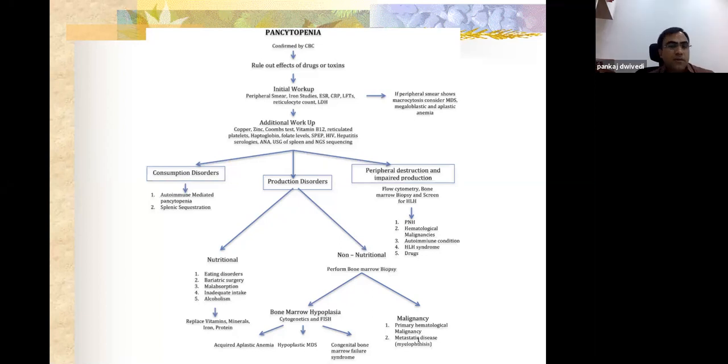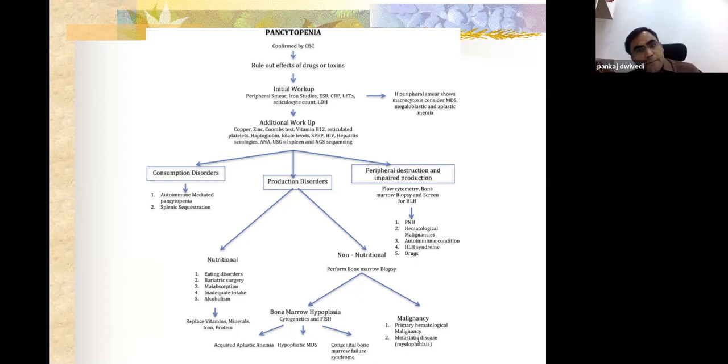Biopsy is the most important part. Bone marrow may be hypoplastic, so you have to go with the cytogenetics and FISH. You want to know whether it's acquired aplastic anemia, or it could be hypoplastic MDS, or it could be a congenital bone marrow failure syndrome. We will discuss one by one.